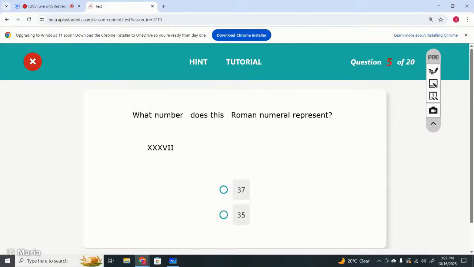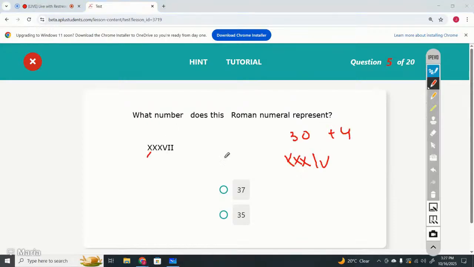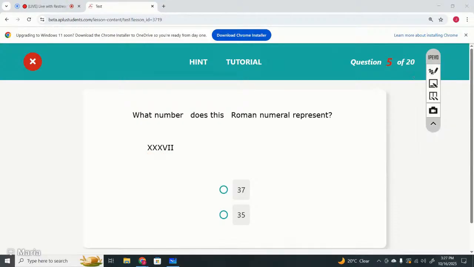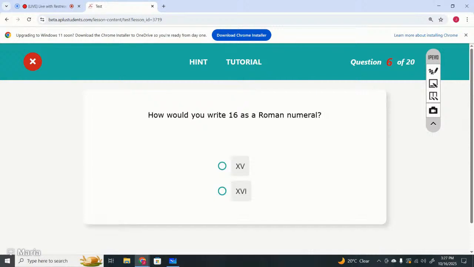What number does this Roman numeral represent? That is 10, 10, 20, 30, 5, 35, 36, 37. The correct option is 37. Option number 1 is the correct option.